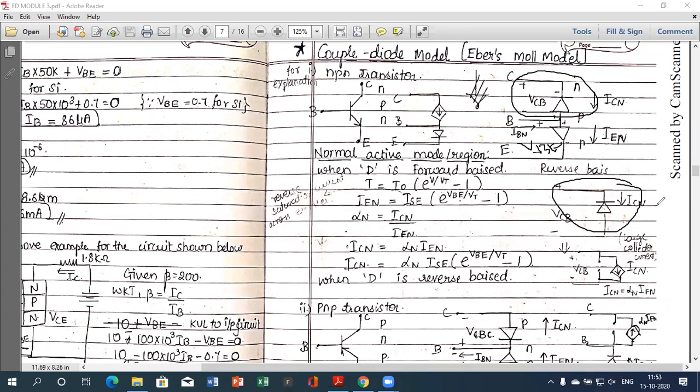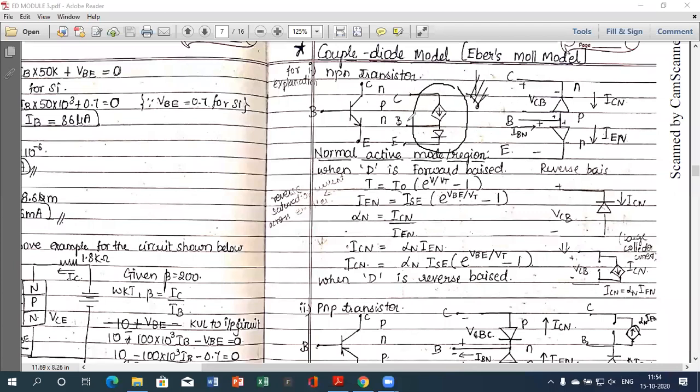So VCB is the voltage and IC is the current. Now if it is reverse biased, this can be replaced by an open circuit, which is shown here. But still there is a current called ICN that flows through this diode. Therefore, instead of showing an open circuit, we have shown a current source here, which represents that the current flows through this path. We call it ICN. So now the combination of this current source and this forward biased diode is shown here.